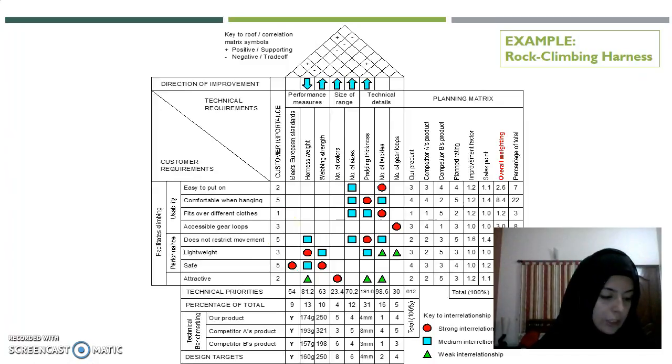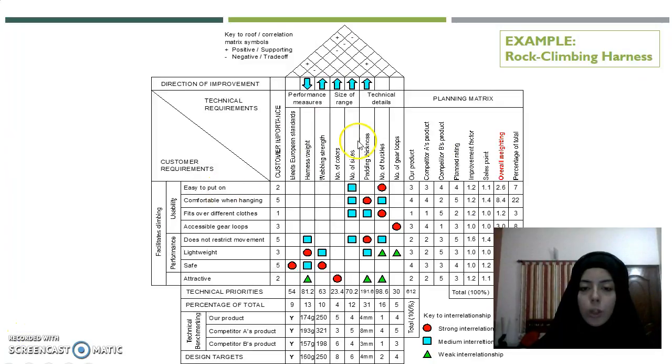Then the third phase is the hows. The hows talk about how the company or the product is going to meet what the customer wants. So we have three components here, basically talking about the technical details, the size of the range, and the performance measure, where we talk about meeting European standards, the weight of the harness, the variety of colors and sizes that you will be offering, the number of buckles that it will have, and the gear loops.